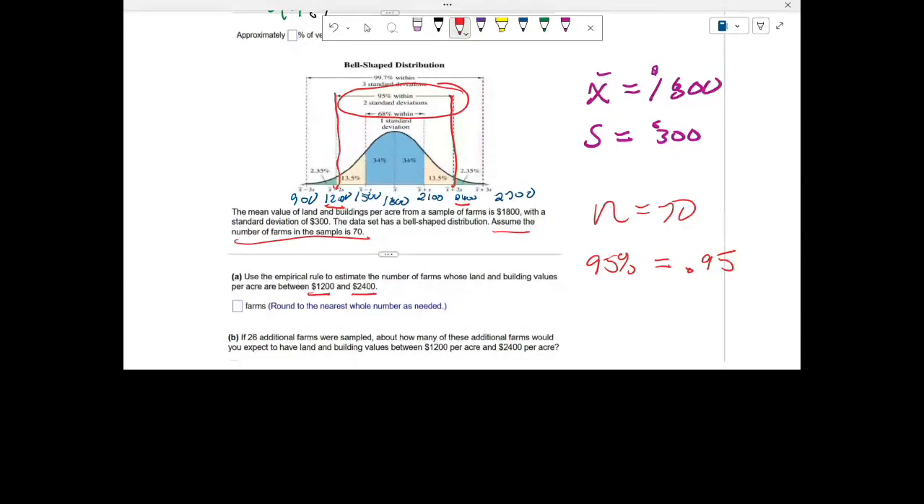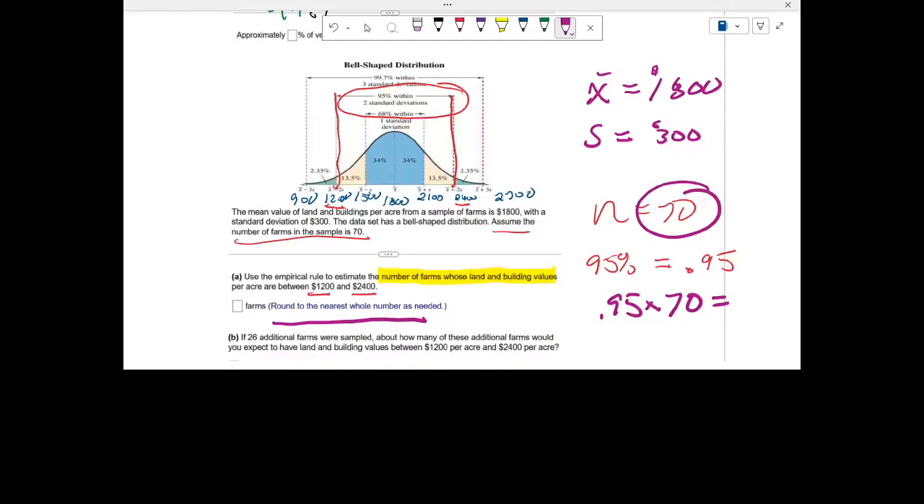We just move the decimal two spaces over. Now, the question they're actually asking me to find is how many farms. So we need to find 95% of how many farms were there? 70. Look what it says right here: round to the nearest whole number.